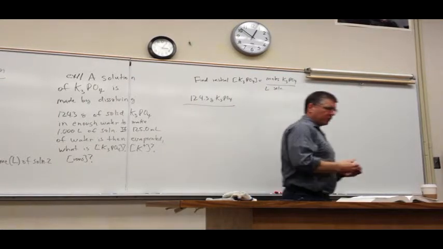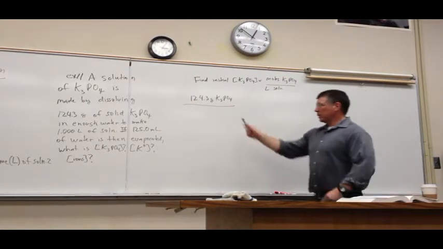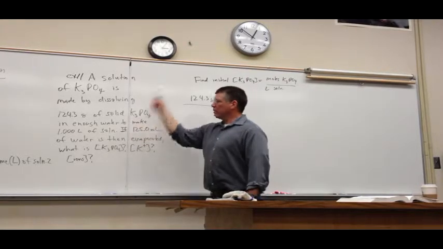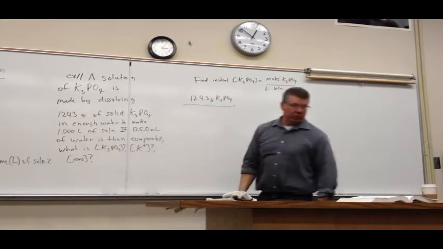So we're finding moles of potassium phosphate by taking the mass divided by the molar mass, then dividing that by the volume of solution, which is just 1 liter.